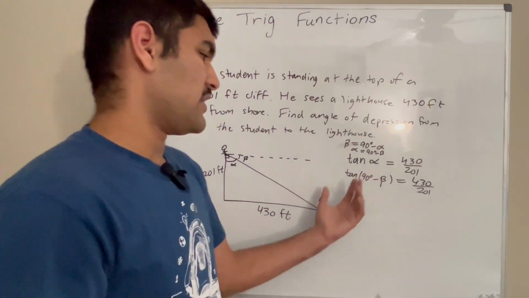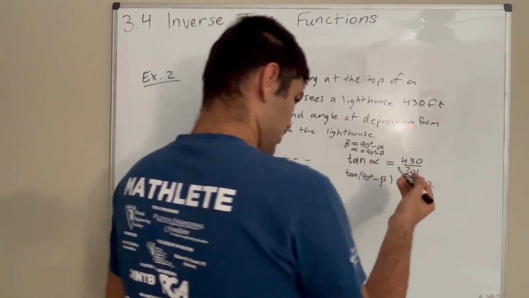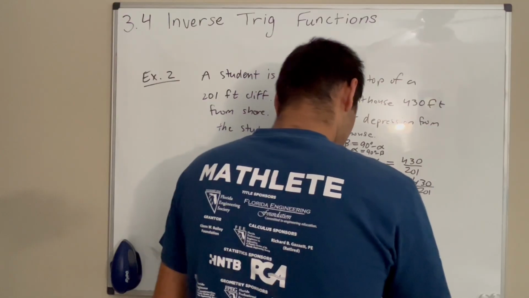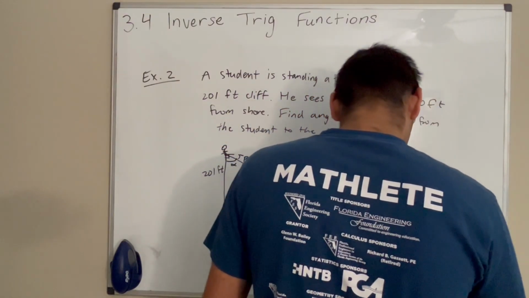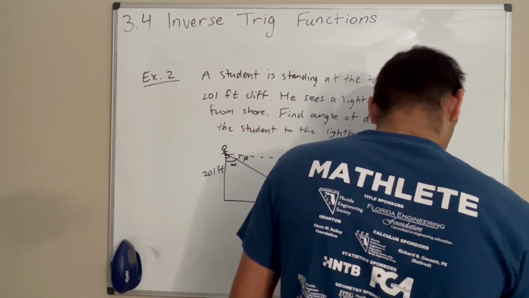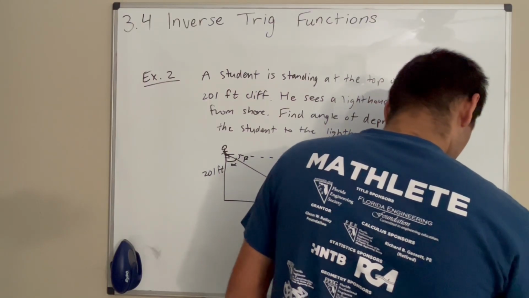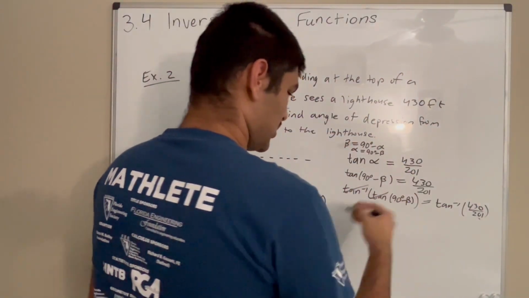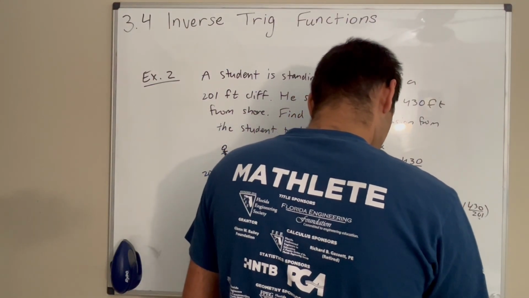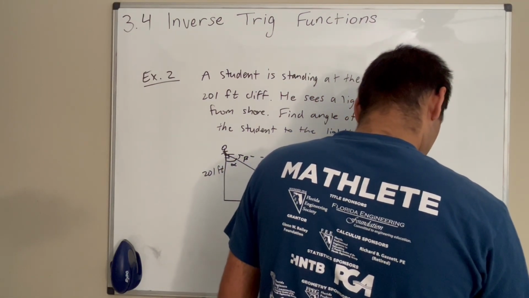And now this is a classic inverse trig problem. So the first thing is you could just take inverse trig of both sides, or you could simplify the fraction, up to you. But I'm going to take inverse trig of both sides, inverse tangent, I mean. Okay, so then inverse tangent and tangent are going to cancel. And then you get 90 degrees minus beta is equal to inverse tangent of 430 over 201.